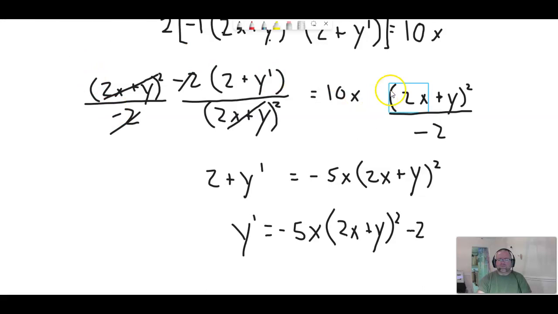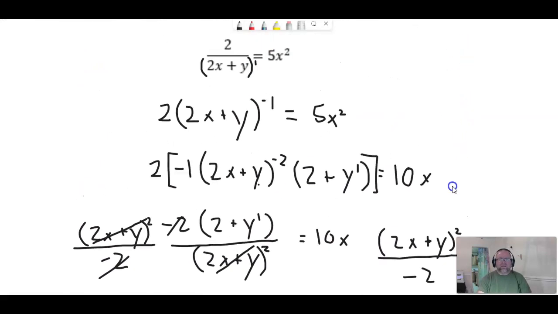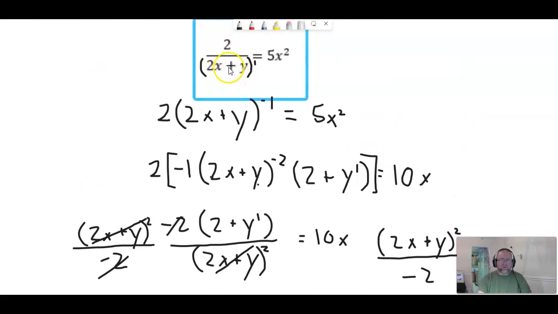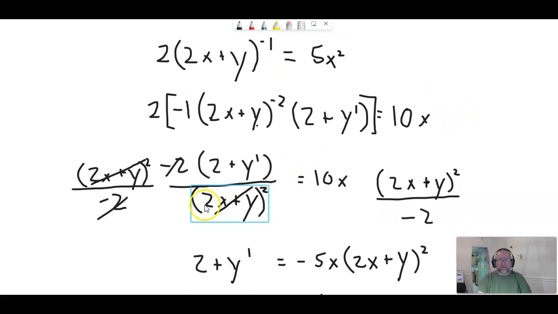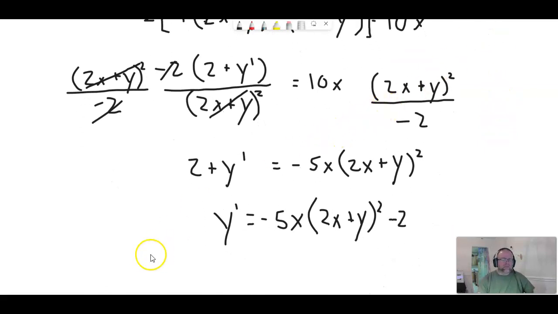Remember, there's different methods we could use to solve this. If you want to just use the quotient rule, which is the bottom times the derivative of the top, minus the top times the derivative of the bottom, all over the bottom squared, you're going to end up getting the same thing. Notice we ended up getting the bottom squared here, even though we used the chain rule. That's because you're going to get a similar answer there. All right, so let's go ahead and go on to an example that's similar to number 3.